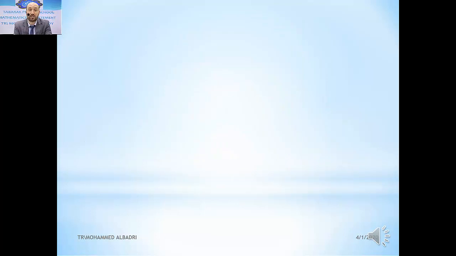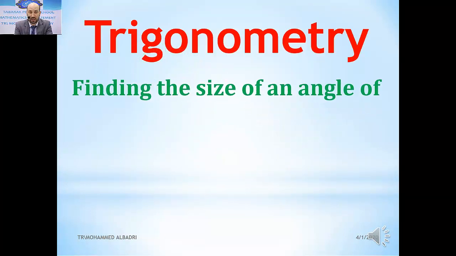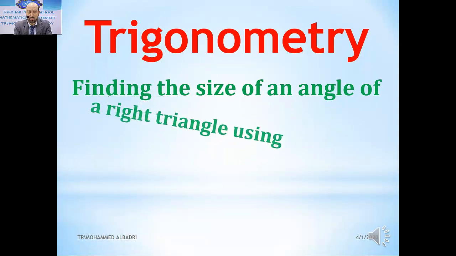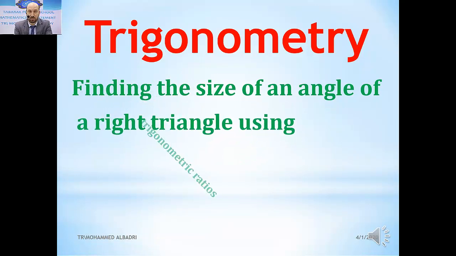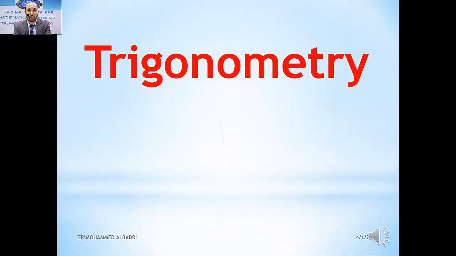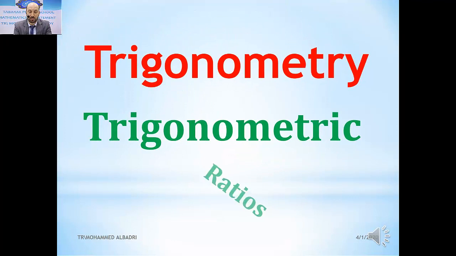And our lesson today is the trigonometric unit. How could we find the size of an angle of a right angle triangle using trigonometry? If we need to find it, we have to make a quick revision of the trigonometric ratios. What are the trigonometric ratios again?